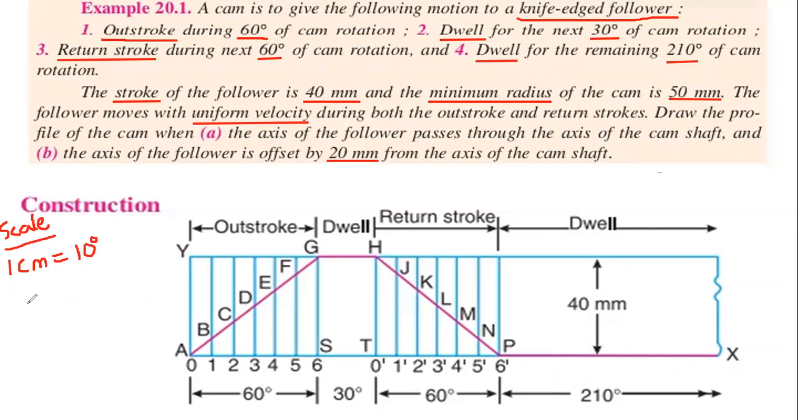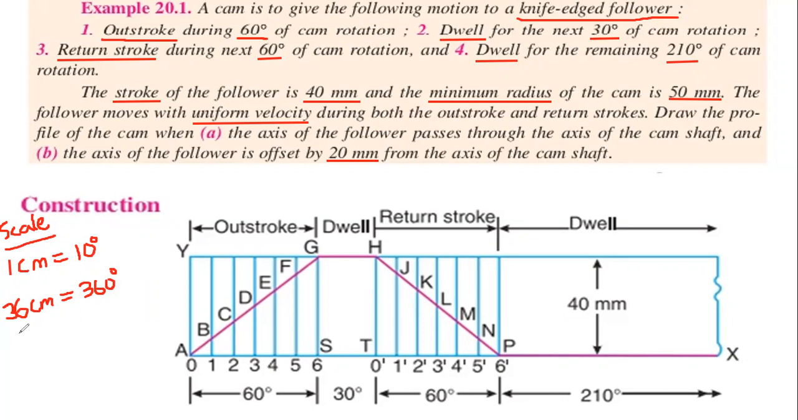So in total, 36 centimeters is equal to 360 degrees. So in total we are taking 36 centimeters. This displacement diagram also has to be drawn on the chart only, not in the booklet or any other place. We have to draw it on the chart.